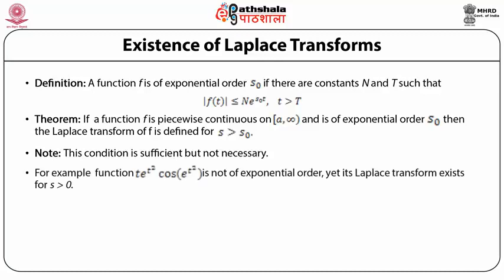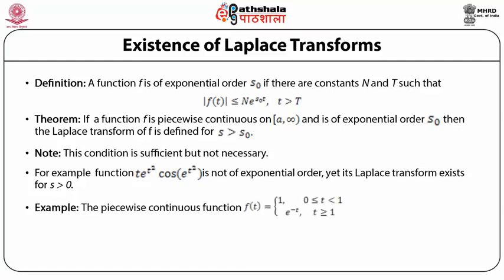For example, the function t into e raised to power t square cos of e raised to power t square is not of exponential order, yet its Laplace transform exists for s greater than 0. We consider an example of a piecewise continuous function. Function small f of t is defined as 1 if the value of t lies between 0 to 1 and it is equal to e raised to minus t if t is greater than or equal to 1.